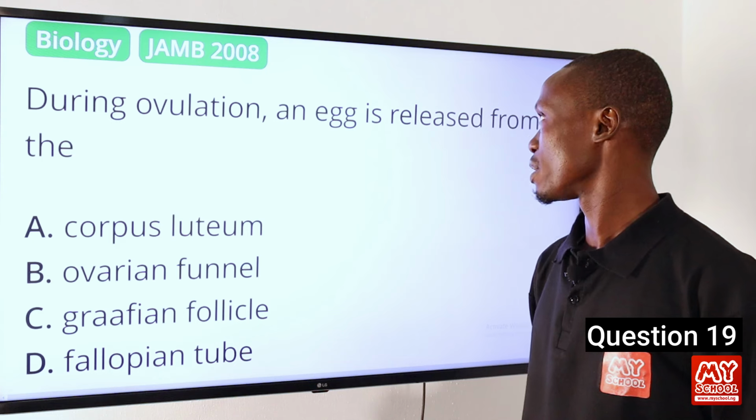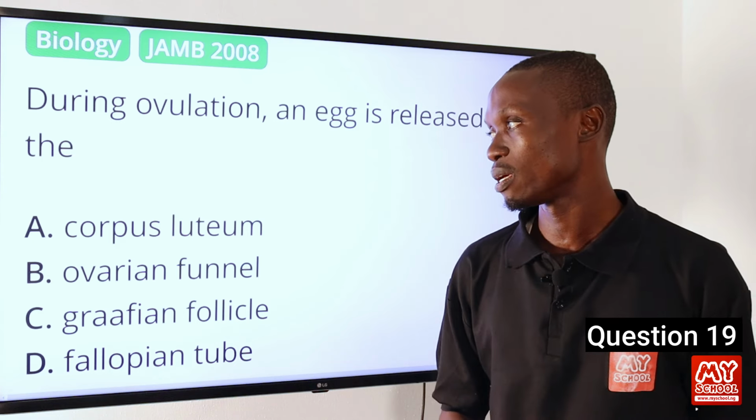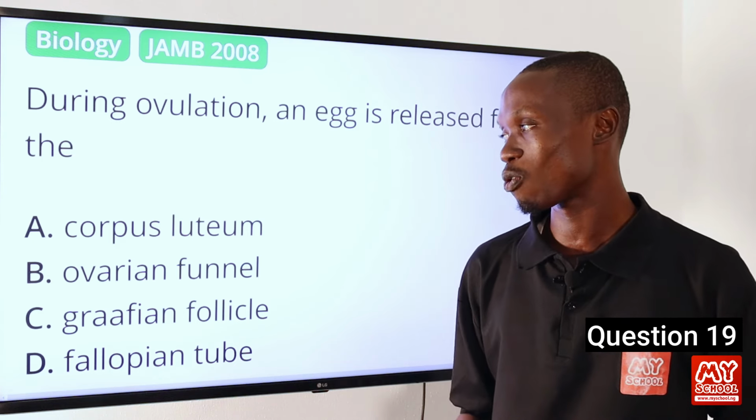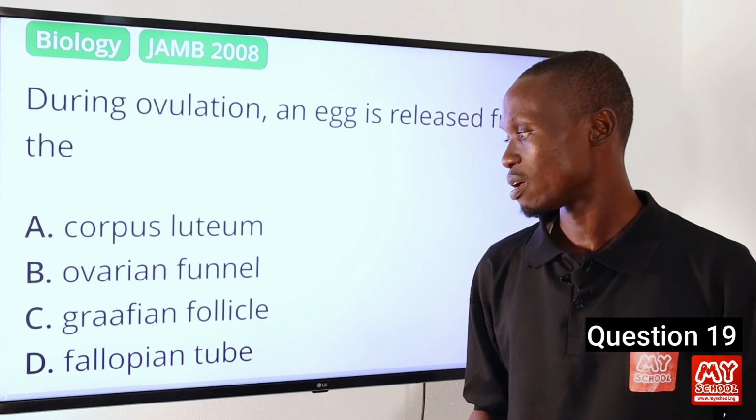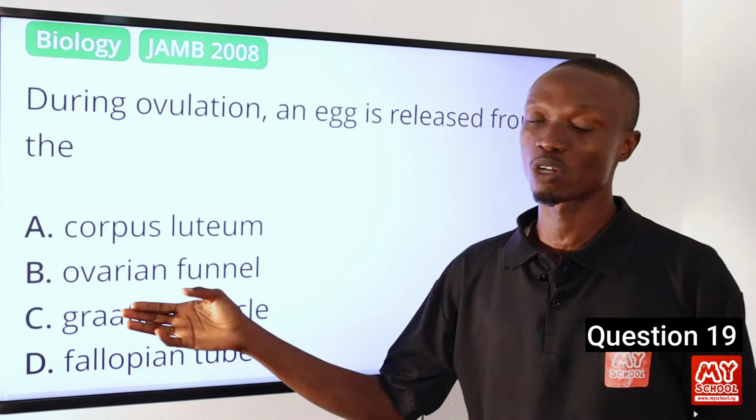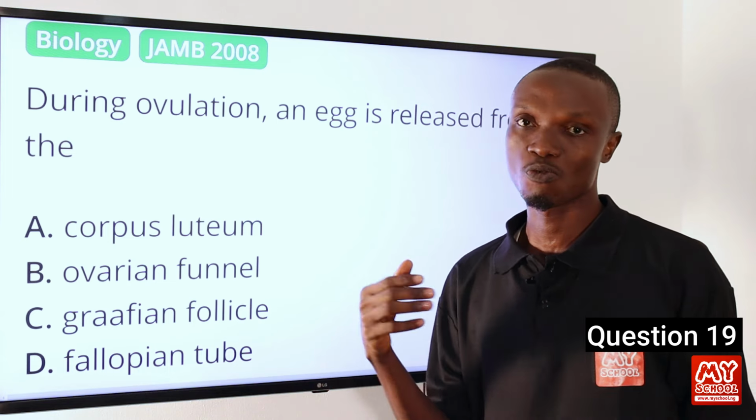During ovulation, an egg is released from the A. corpus luteum, B. ovarian funnel, C. Graafian follicle, D. fallopian tube. So the answer to this question is option C, Graafian follicle.